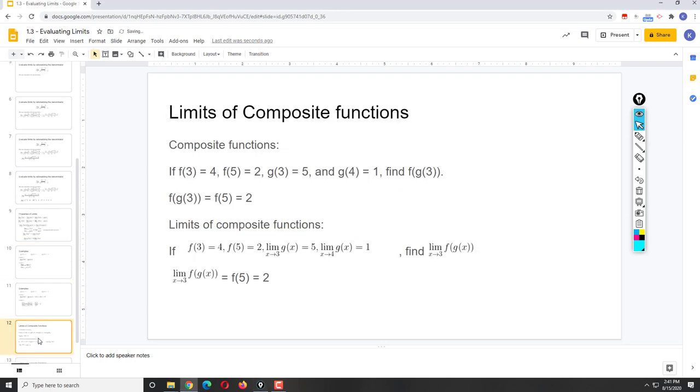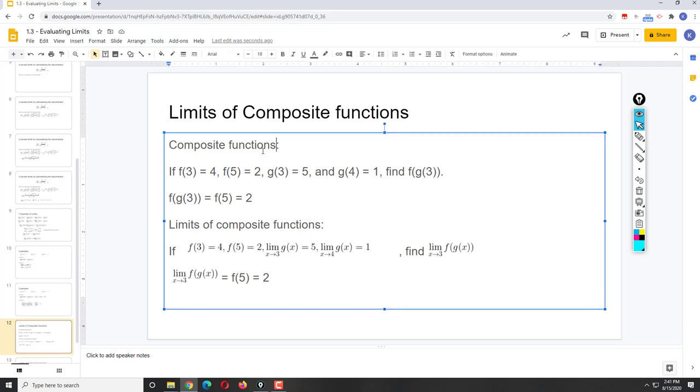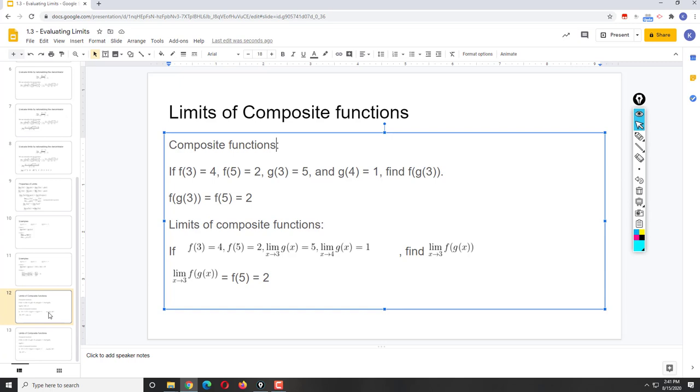Finally, limits of composite functions. Let's say we know that f of 3 is 4, f of 5 is 2, g of 3 is 5, g of 4 is 1. We want to find f of g of 3. Okay? Well, f of g of 3, we can type this out again. That's f of g of 3.